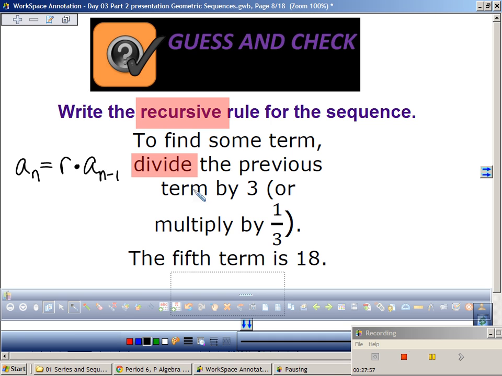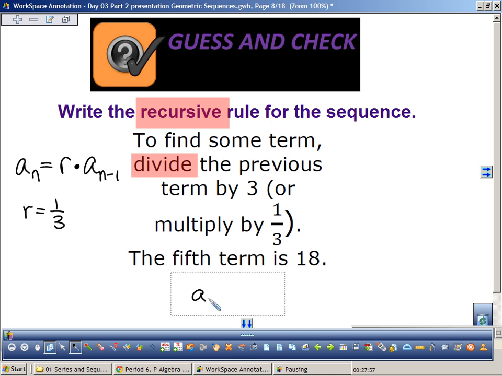Okay, so we learned that we don't divide to get to the next term. We multiply by a fraction, right? So my r is 1/3, and it gave me the 5th term is 18. Is there room in here for the 5th term? Do I need that? I don't even need it. This is all I need, right? So to write this formula, it's just find some term. I'm going to multiply 1/3 times the previous term.